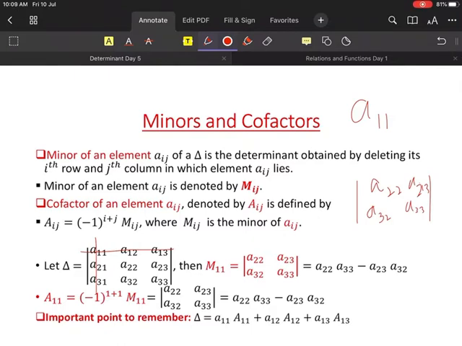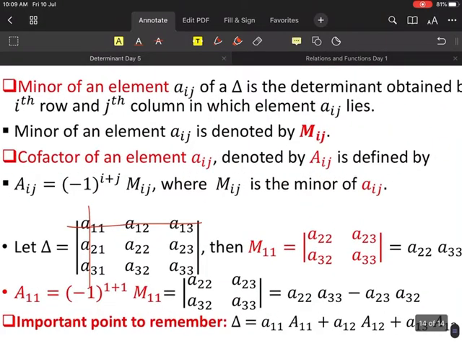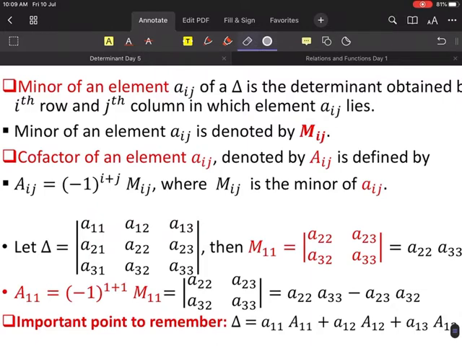Acha, who can tell me then? Fine, again I'm going to repeat. Suppose I need to find the minor of, look at here. Now forget about everything I said. Suppose I have to find the minor of A13. This is our A13, right? So I will draw a vertical line like this, and a horizontal line like this. The determinant of these elements which remain gives you the minor of A13.